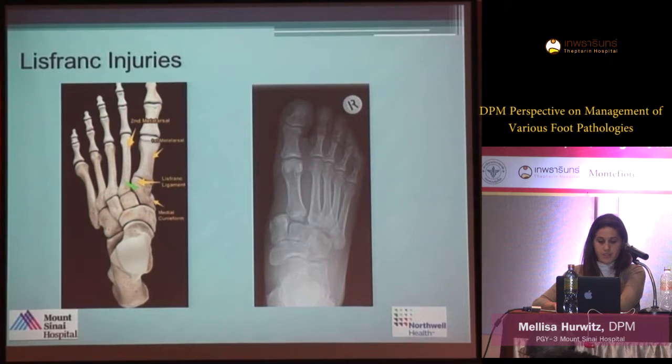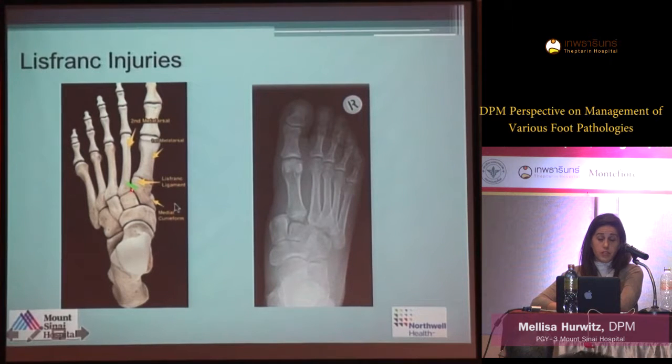Lisfranc injury is another topic that would otherwise be very complicated, and it's very difficult to graze over. I don't even know why I included it, but just to give you an idea, the Lisfranc ligament is a ligament that connects the medial cuneiform bone to the second metatarsal.